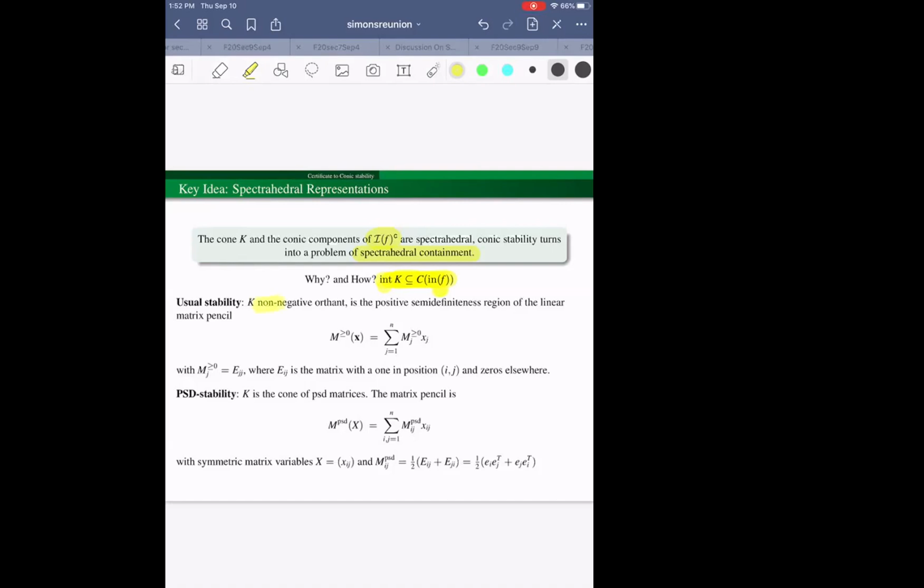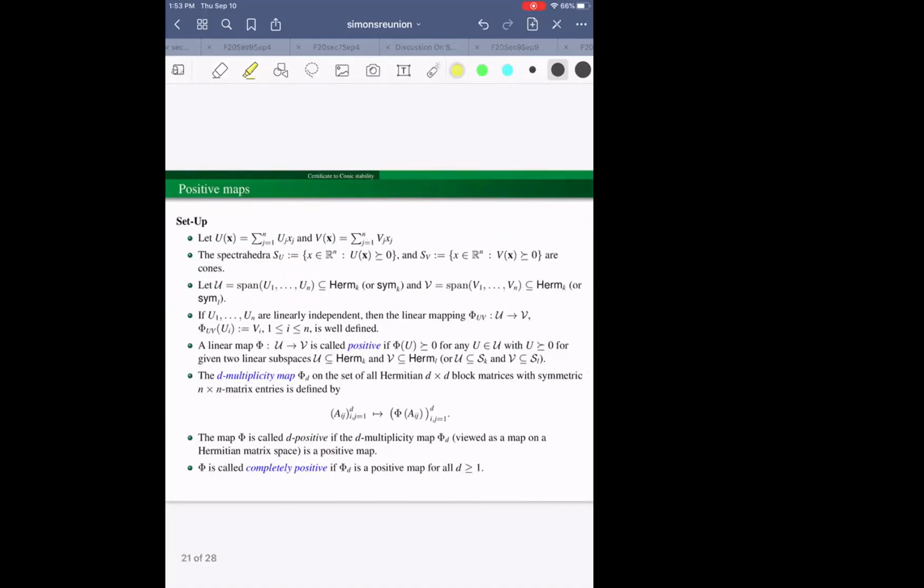The non-negative orthant has a spectrahedral representation. The positive semidefinite cone also has a spectrahedral representation, associated with a linear matrix polynomial of this form, where the jth entry is 1 and the rest of the entries are zeros. In this case, we can think of the matrices as half of e_i e_j transpose plus e_j e_i transpose, where e_i is a standard vector. So we do have a spectrahedral representation for the non-negative orthant as well as the positive semidefinite cone.